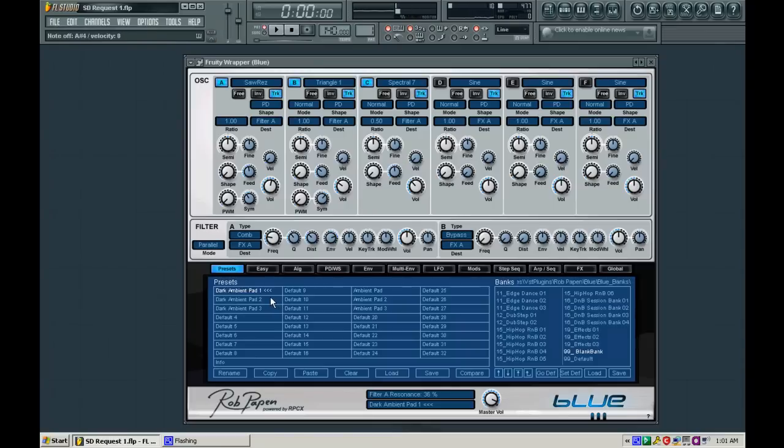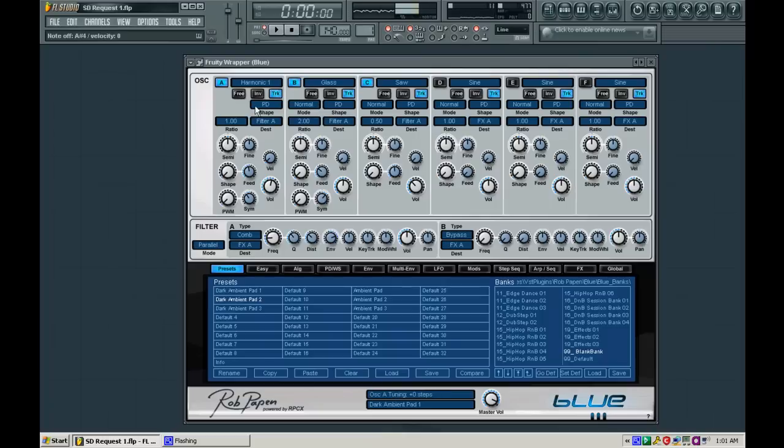Okay. And now I'll go into the second dark pad I made. And again, this is just me tweaking the last patch. So oscillator, well, let me show you what it sounds like first. So you hear it's very similar to the first one. It's just got a little bit of a different tonal quality to it because I used different oscillators.